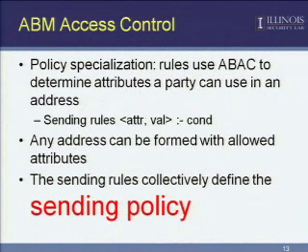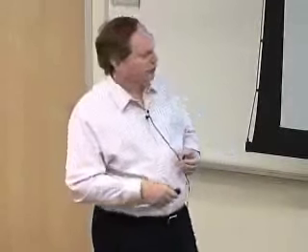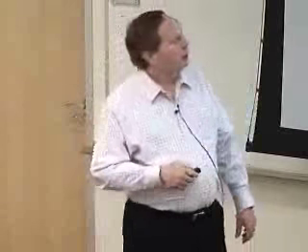Then another step, as we've talked about, since it's not possible to let everybody send all these kinds of messages, is what you would call the sending policy. What you do here is you use ABAC rules to define the attributes a party can use in an address. And here it's a kind of tricky design, and we did something fairly simple in order to keep it more deployable and easier to write.